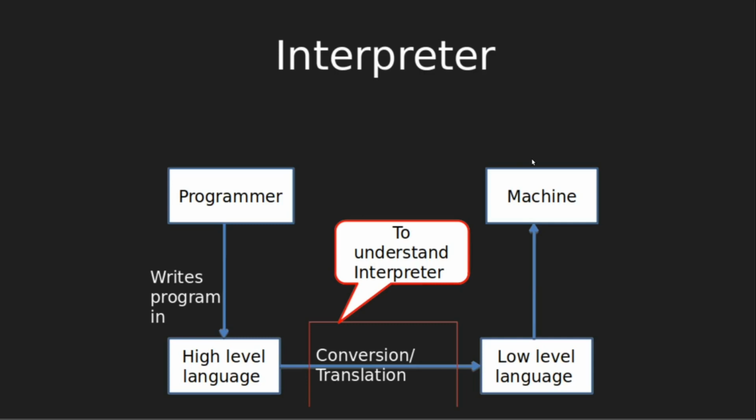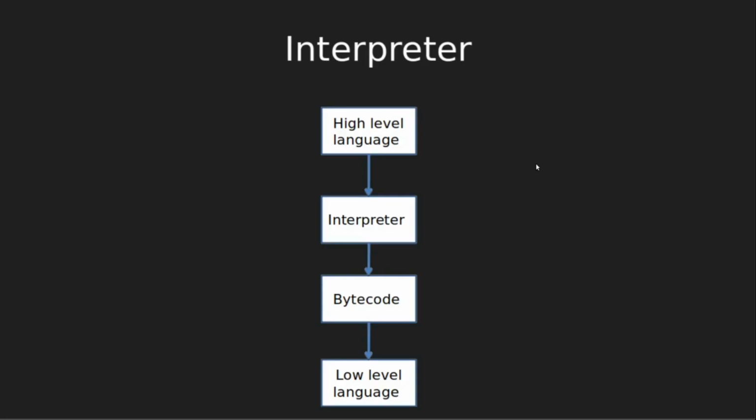So to understand the interpreter, we should focus here. The interpreter first checks the syntax and other things. Then it is converted into bytecode, which is nothing but an intermediate form which is platform independent. Then it is converted into low level code which the machine can execute.